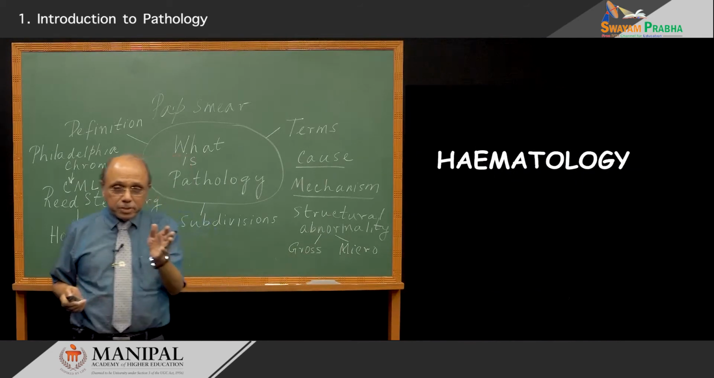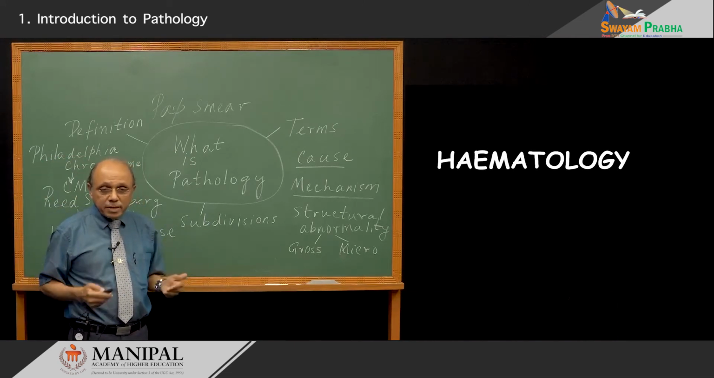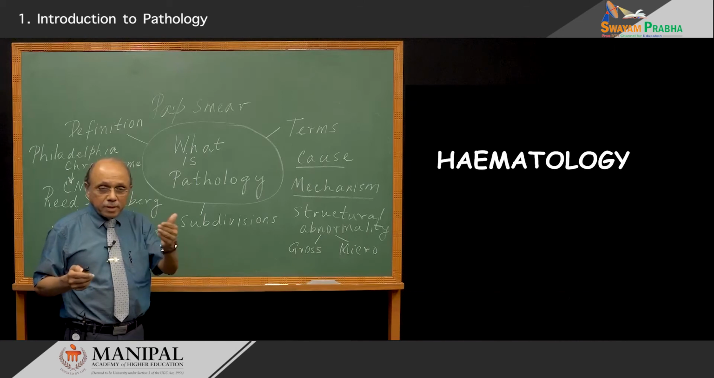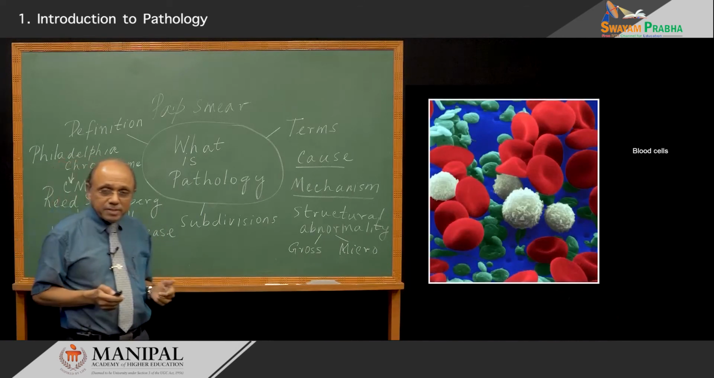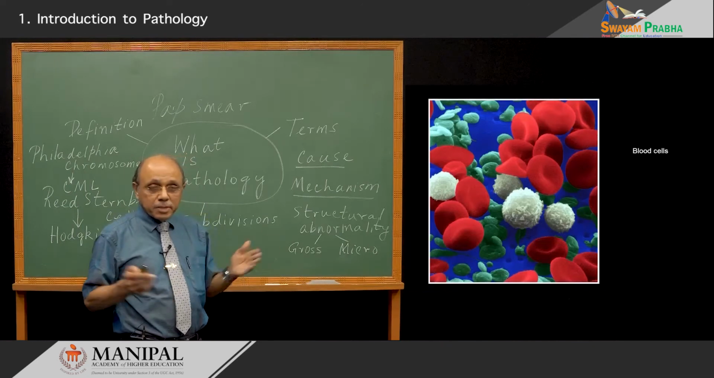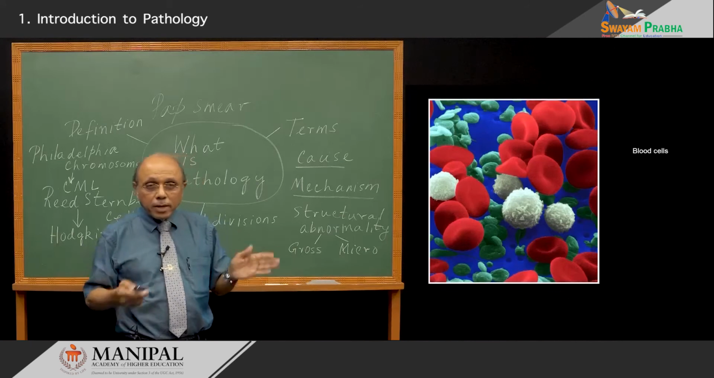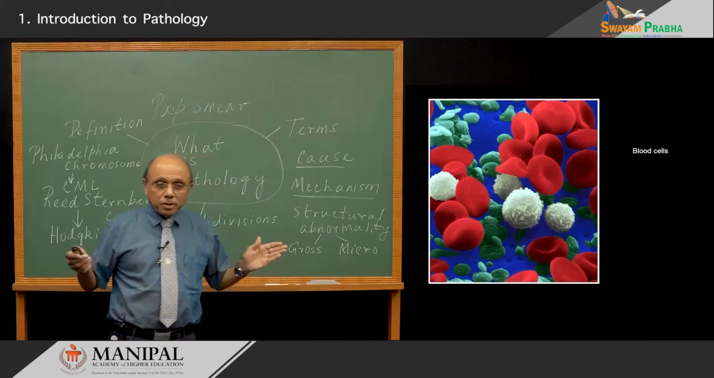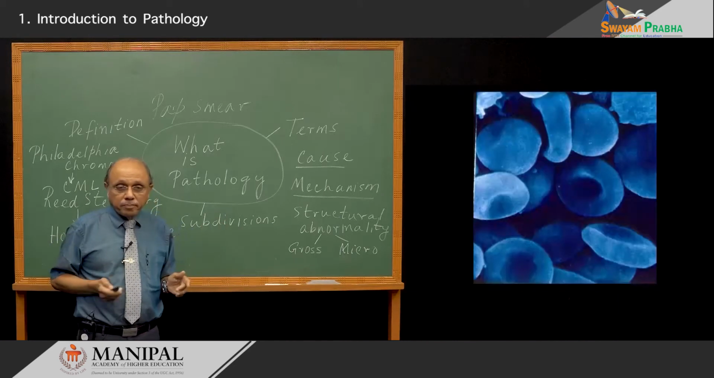The third branch of pathology deals with blood diseases, leukemias, anemias, all these are part of hematology. So, we look at blood cells. Hematology has now become an independent branch. It has actually meandered away from pathology. So, hematologists consider themselves as totally independent now.